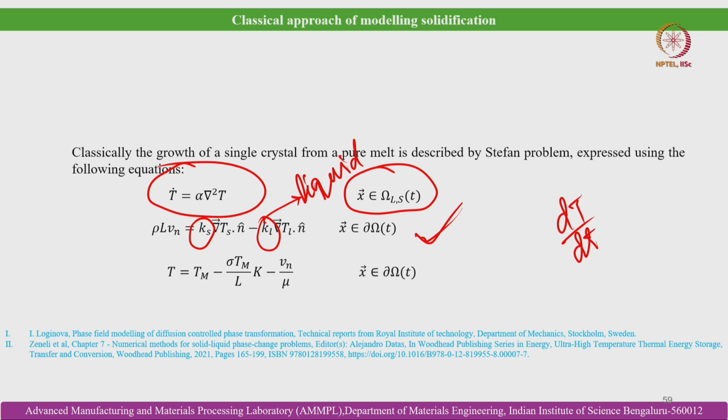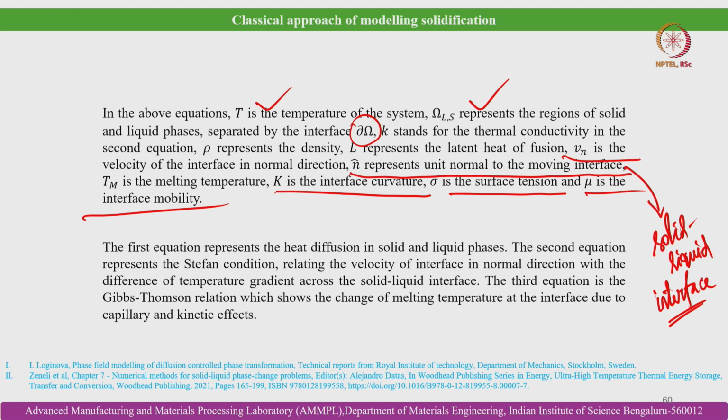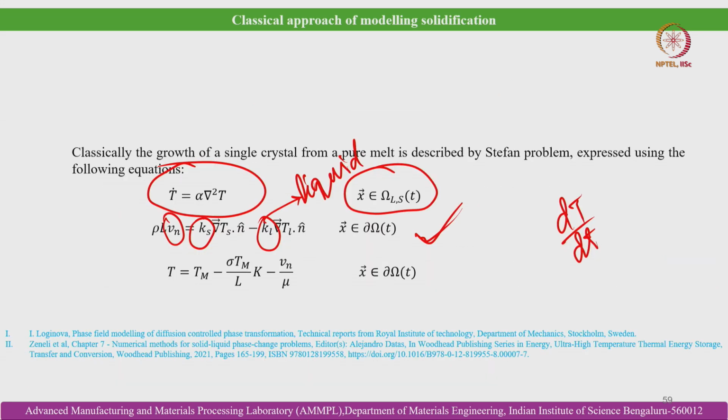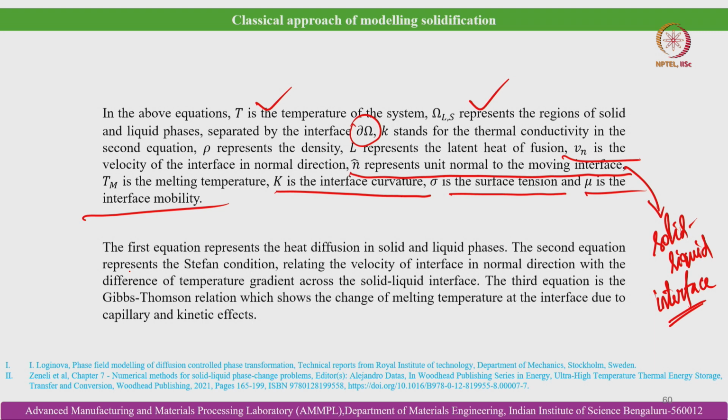relating the velocity of the interface in the normal direction, V_n, with the difference of temperature gradient across the solid liquid interface. The third equation is for calculating the temperature at any given moment. It is the Gibbs-Thomson relationship, which shows the change of melting temperature at the interface due to capillary and kinetic effects.